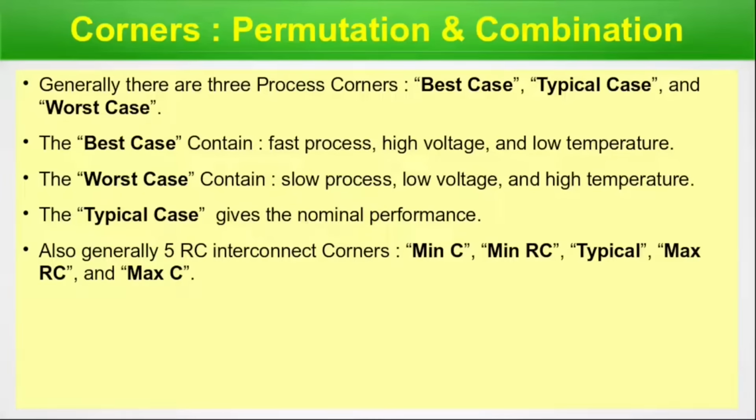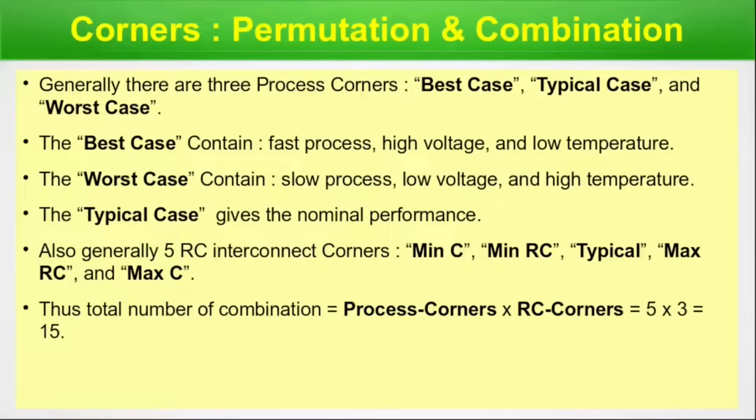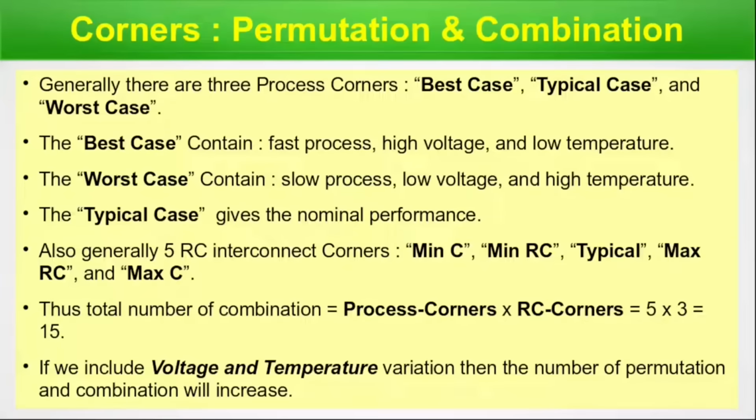Also, generally 5 RC interconnect corners will be there: min C, min RC, typical, max RC, and max C. Thus, the total number of combinations is process corners multiplied by RC corners, that is 5 into 3, 15. Now, if we include the variation of voltage and temperature, the total number of combinations of the corners will increase further. That's all with this particular slide.